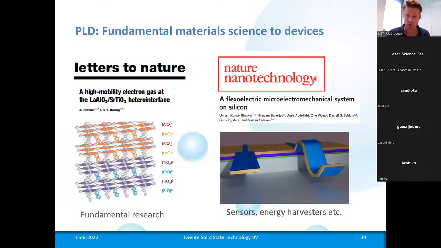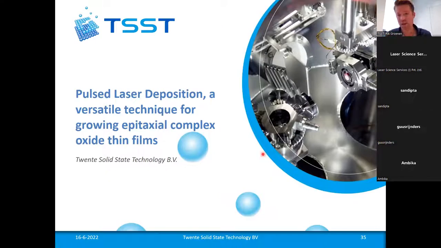And there I can finish up. So hopefully a clear picture of what we do as a company. The developments of PLD that made it a very interesting and widely used technique. It's for fundamental research, so we have atomic control, in this case for complex oxides, but also for a wide variety of other materials that are now also being applied in terms of applications: sensors, energy harvesters, battery research, etc. And there I'd like to finish up. Guus can pick it up from me, but I guess we can first have some questions.